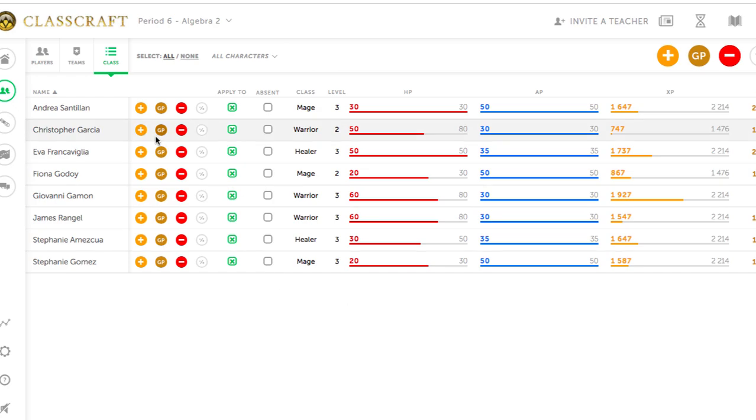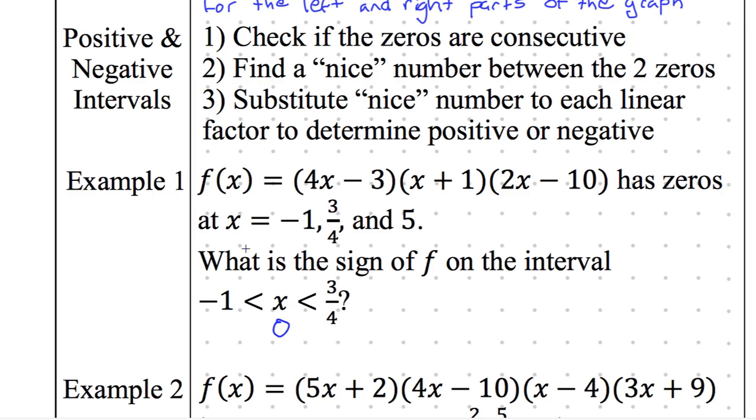Thank you, Andrea. That would be the number I would have chosen as well. 0 is a really, really good number because if I multiply by 0, hey, it's 0. If I add 0, hey, it's whatever the number was. It's a really, really nice number. So I chose my nice number. I just did step 2. I'm on to step 3, to substitute that nice number into each of these linear factors. I'm going to sub it into this one, and see if it's positive or negative.